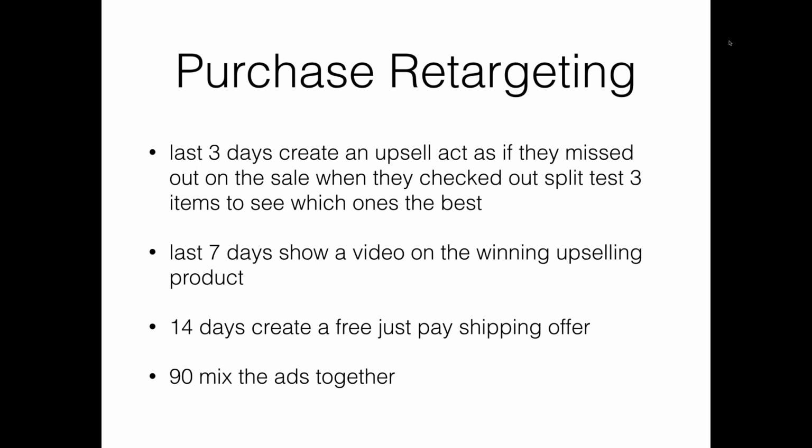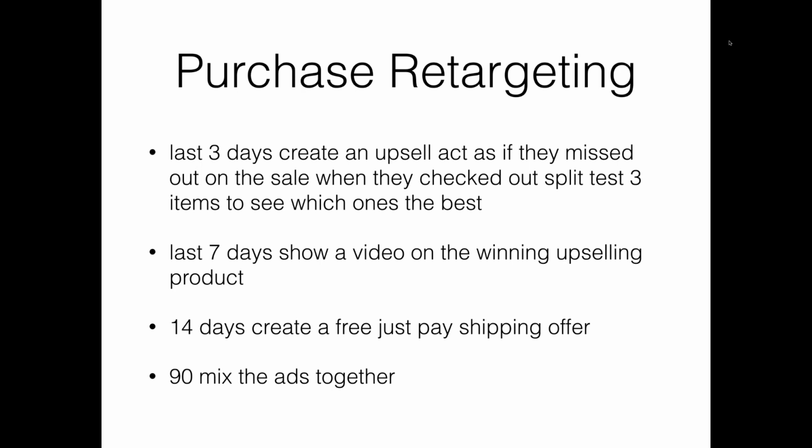So now after the 3 days, for the last 7 days, you're going to show a video on the winning upselling product. After the one that you split tested, whichever one people are clicking on the most and buying the most, that's the one that you're going to show them a video on. This can be a new video, an unboxing video, or a video that you made, but you're going to create a video on that product to get people to buy it. And each one of these, you're excluding people that bought one of the products. So everybody else will have the same opportunity to buy the product that's being sold the most within the last 7 days.